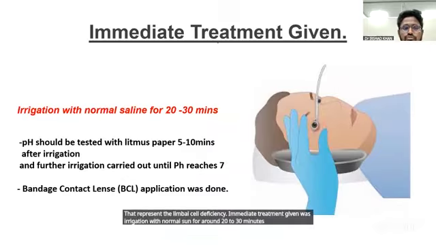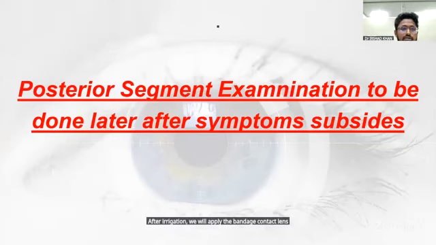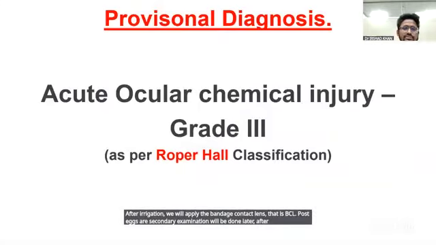Now the question is when to stop the irrigation. We can measure the pH of the conjunctiva; till the pH reaches 7, we have to continue our irrigation. After irrigation, we apply a bandage contact lens, that is BCL. Post-stage second examination will be done later after the symptoms subside.